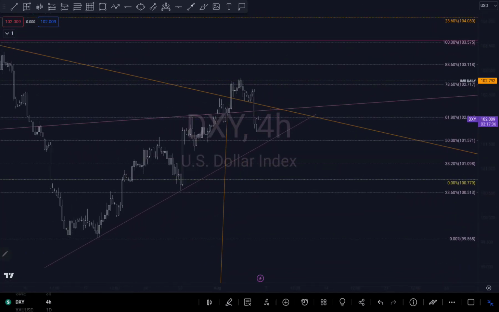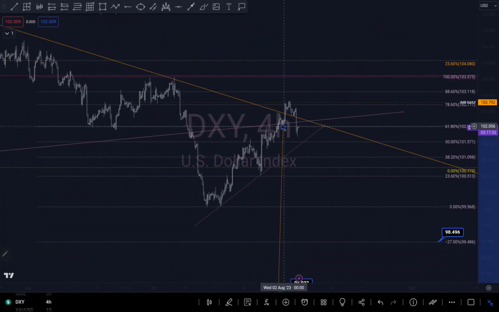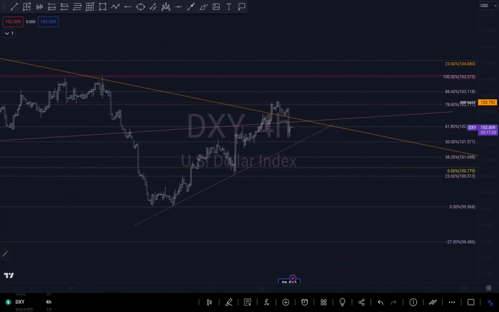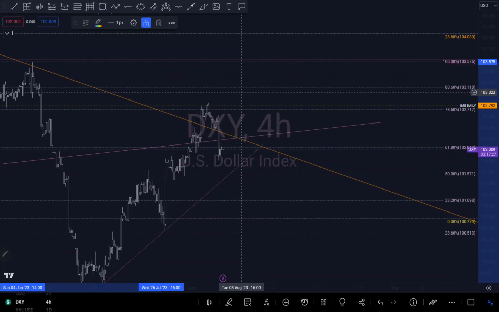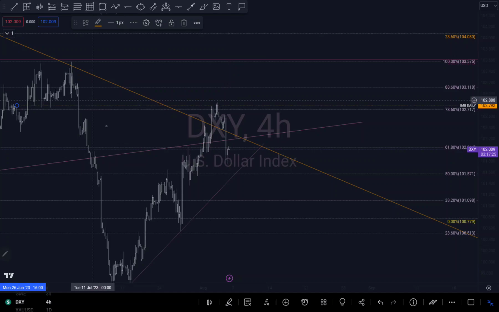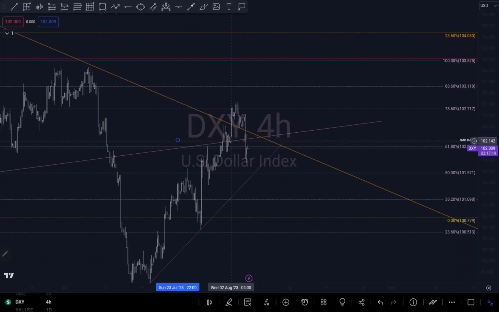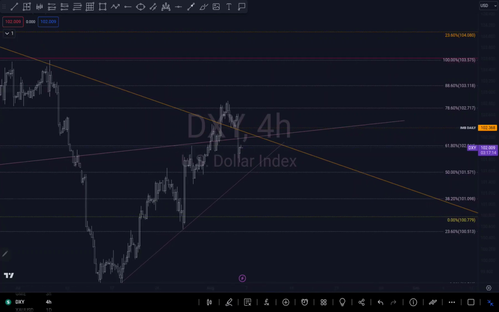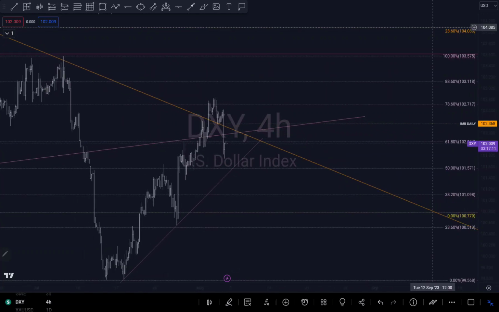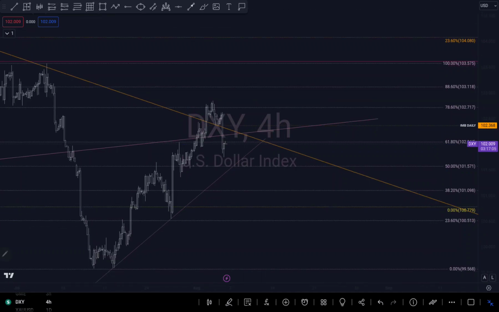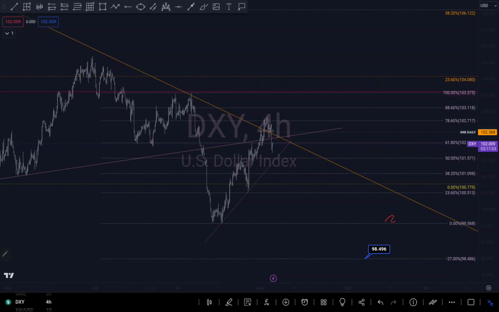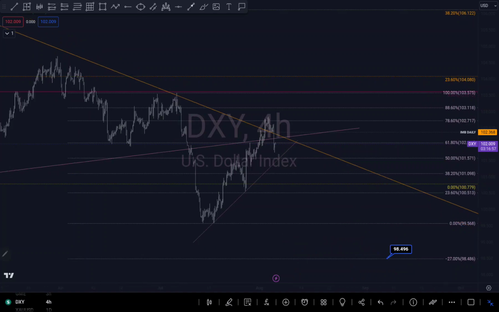So what I'm seeing now is I can just delete this previous one here. I can come here and put a line right around this level right here, because we can see there was an imbalance right here and a break of structure. So now there's a possibility of expecting something like this, then push to the downside. Overall, this is my target over 98.496, but we have to take it one step at a time.